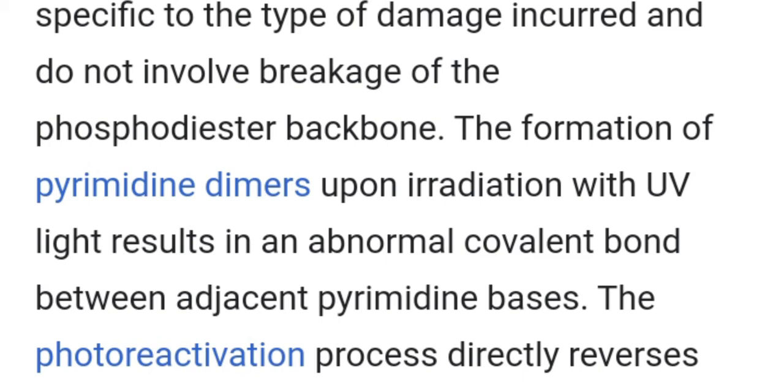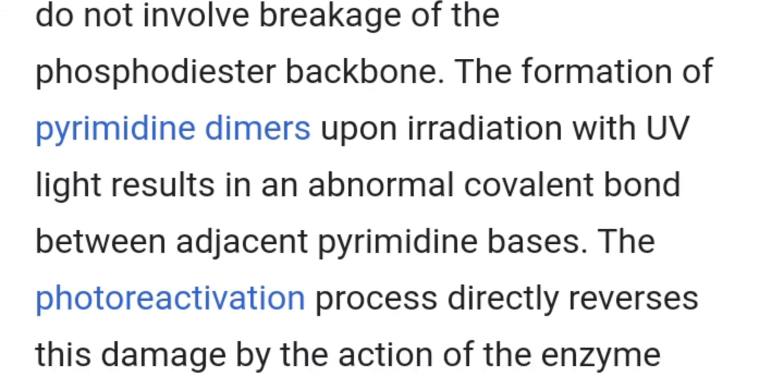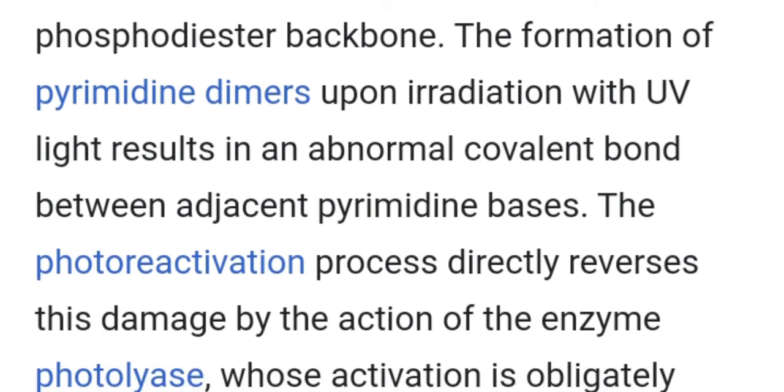Suppose within the same strand there is a thymine and next to it another thymine. Due to the action of UV light, it catalyzes a bond between these thymine nucleotides and forms thymine dimers or thymine-cytosine dimers. It results in an abnormal covalent bond, a strong bond between the adjacent pyrimidine bases.